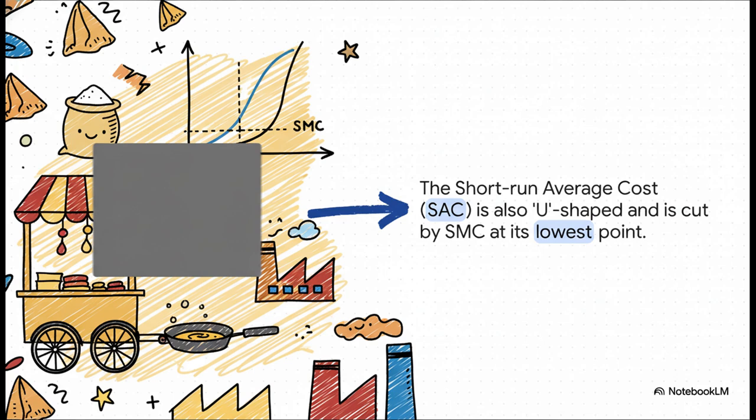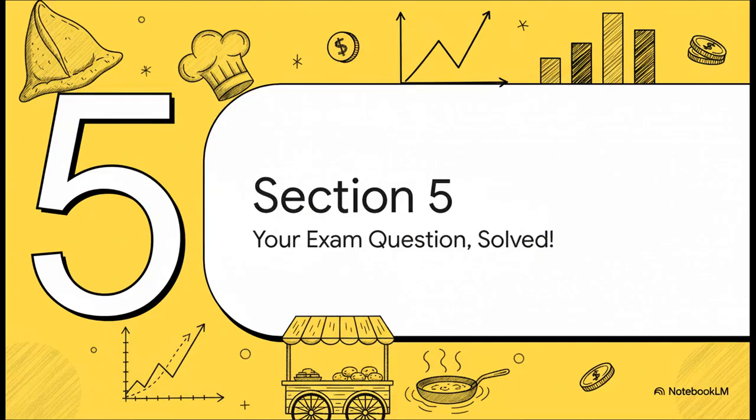And lastly, we have the big brother, the short-run average cost curve. This is the total cost per samosa, both fixed and variable combined. It's also U-shaped for the very same reasons. And just like its little brother, it is also cut by our hero, the marginal cost curve, right at its lowest point. See? Not so hard, was it?